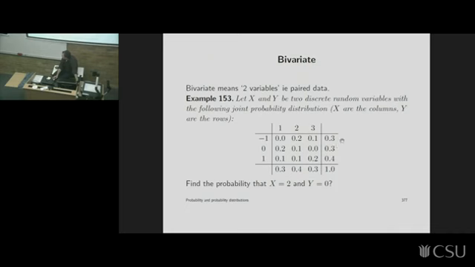The lines indicate the totals. So this last column and the bottom row here are the total probabilities of the various things.